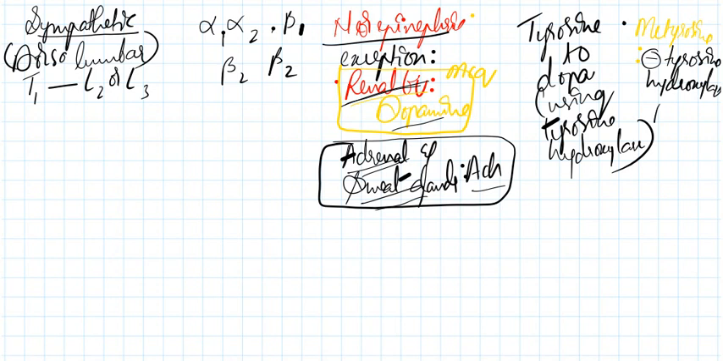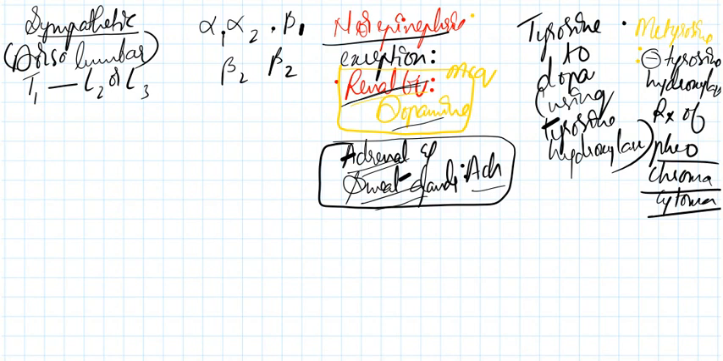So, this metyrosine is used in the treatment of pheochromocytoma, which is a tumor of the adrenal gland. What is the feature that we see in pheochromocytoma? There is an excess release of catecholamines. And one more thing is, this metyrosine is a blocker of VMAT2.